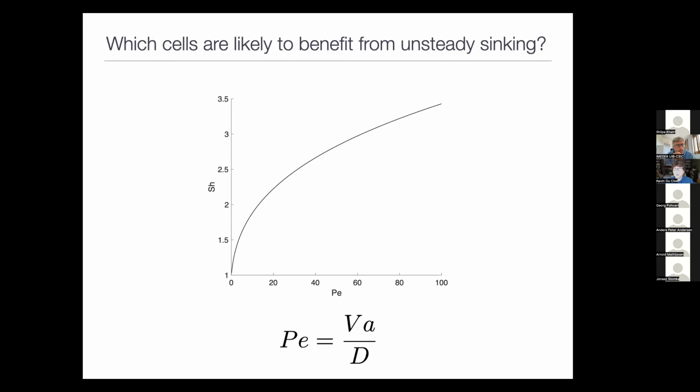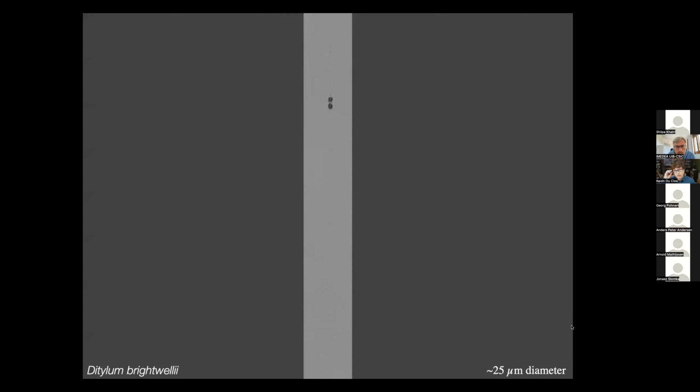So most of the work we've done was with the Coscinodiscus, but we're interested in whether other cells could also exhibit unsteady sinking. And just based on the Sherwood number, we would think that the cells that benefit most from unsteady sinking would probably be large and fast sinking cells, because these are the cells that benefit most from steady sinking. So we were a bit surprised to find that these cells, which are much smaller, the diatom Bright wailesii, actually do the same thing.